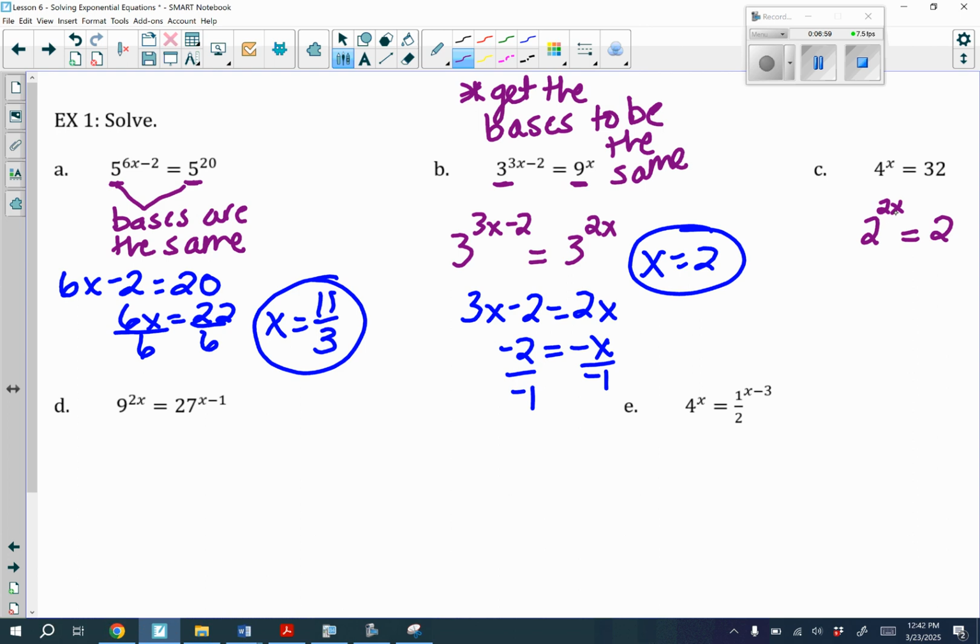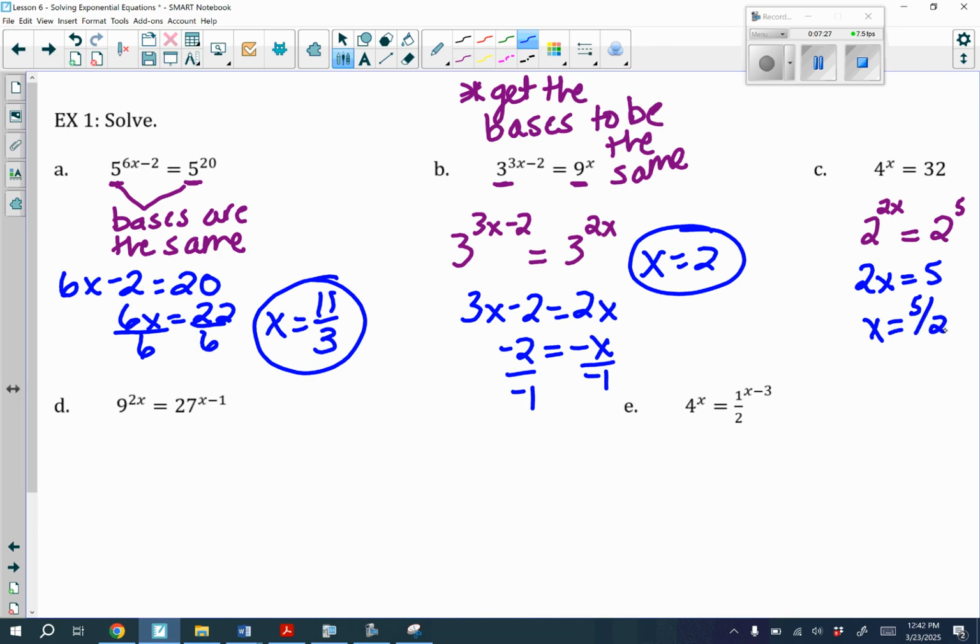Same thing here. I'm not trying to take the 5th root of 32 or trying to do 32 to the 1/5 or anything weird like that. I'm just rewriting. So I'm thinking 2 to a power gives me 32. That's going to be 5. I'm rewriting this as my 32. So now that the bases are exactly the same, I can set the exponents equal to each other. So 2x equals 5. This one's a little bit easier. Just divide both sides by 2, and I get x equals 5 halves.